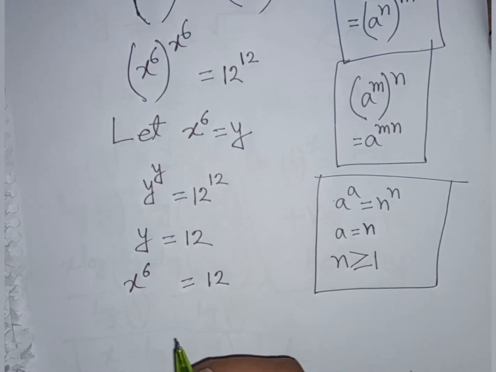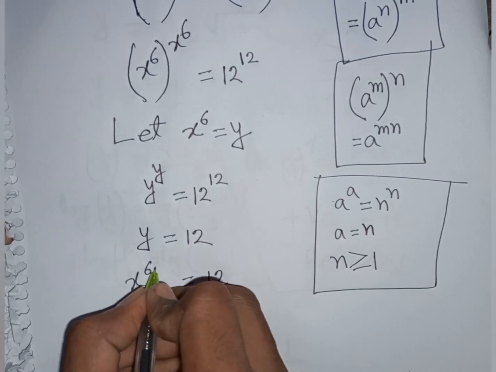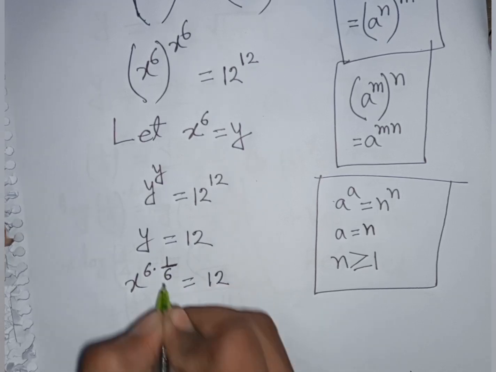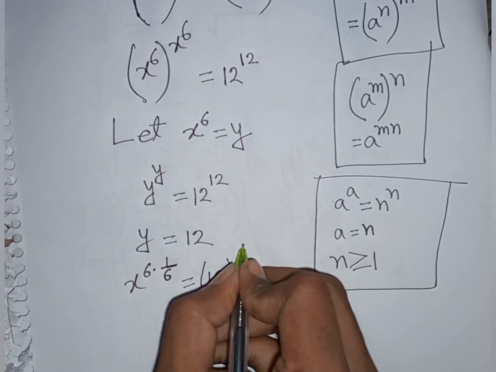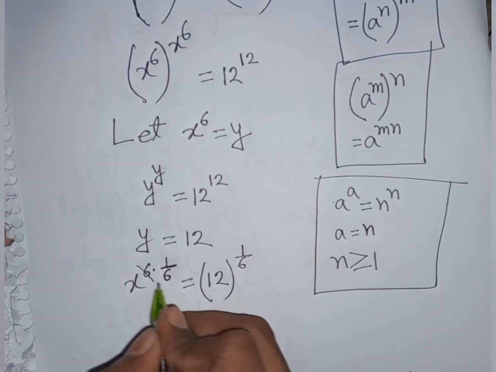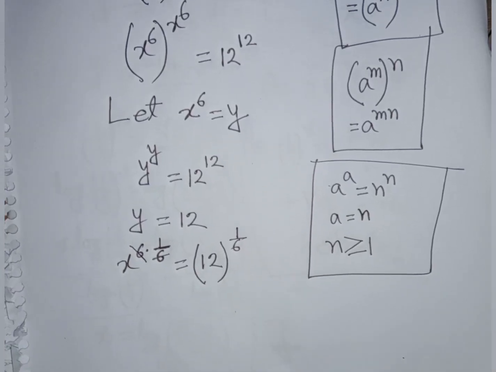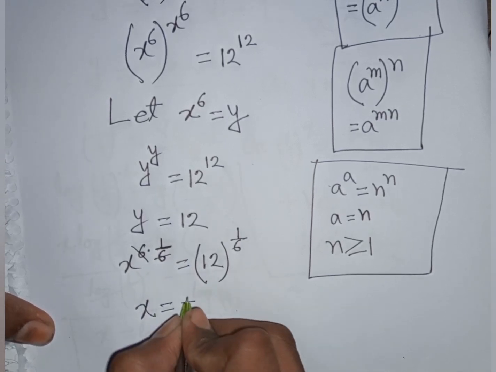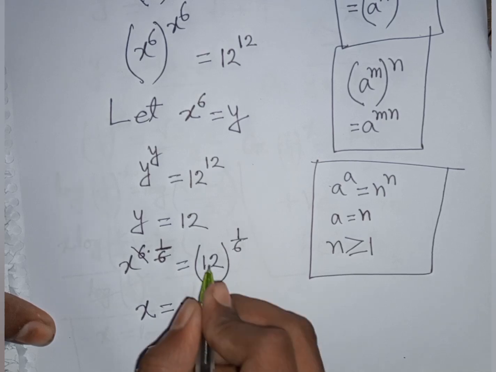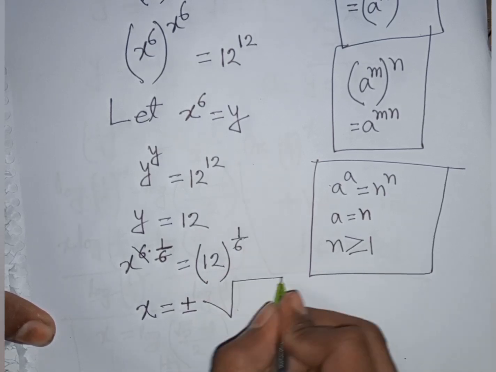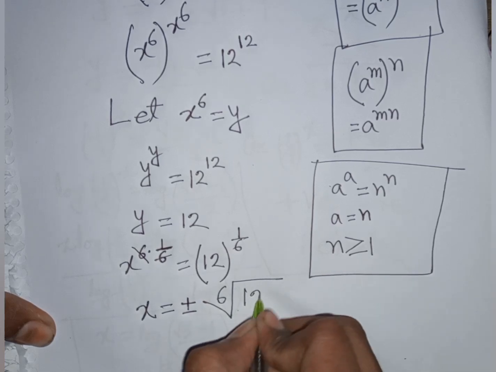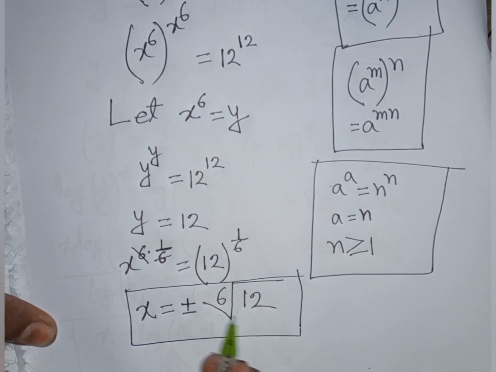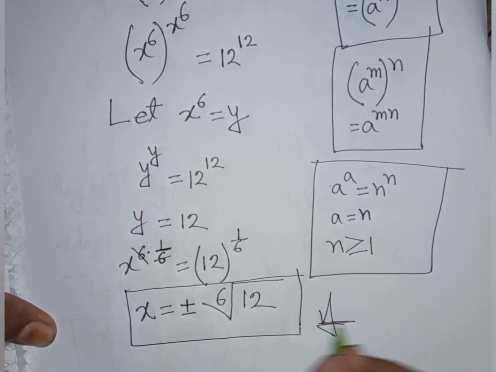Now we need the value of x, so I raise both sides to the power of 1 by 6. So this 6 will be cancelled. Now x power 1 is the same as x, is equal to plus or minus 12 power of 1 by 6, which can be written as the 6th root of 12. So plus or minus 6th root of 12, this is the value of x, so this is our final answer.